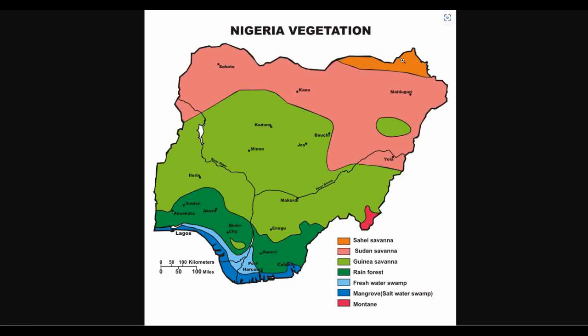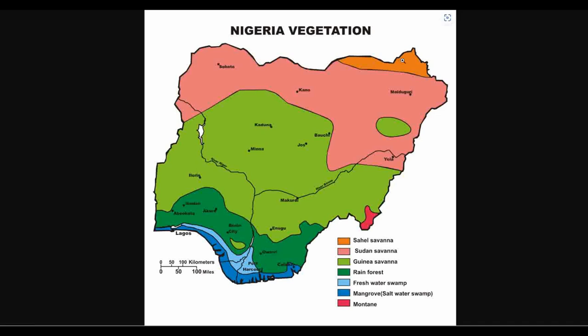So the savanna supports an abundance of herbivores. That's animals that feed on plants. It also has a lot of carnivores. For example, you have some insects such as termites, grasshoppers. You have birds. You have rodents. You have antelopes. You have goats, cows, camels, elephants. These are very common in this biome.